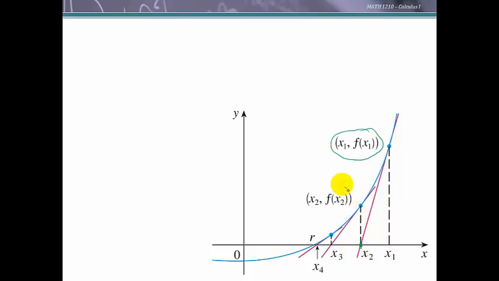We put that in the function and we find its function value. We find a tangent to the curve at that point. We follow it down to its x-intercept. Repeat and so forth till we narrow in on the root.